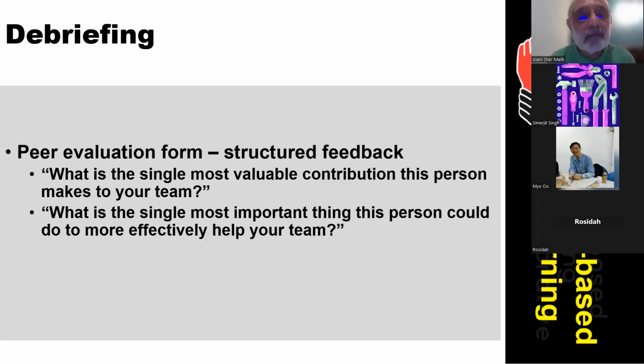And then the peer evaluation, where students evaluate their peers. Now, we cannot be doing this for every session. Usually we choose, let's say, after every 3-4 sessions, this kind of feedback, where the peer evaluation structured feedback is used. For example, what is the single most valuable contribution this person makes to your team, and what is the single most important thing this person could do to be more effective. Basically, the purpose is to improve the team collaboration and teamwork.